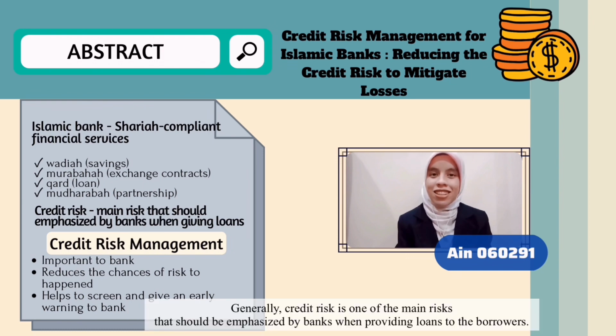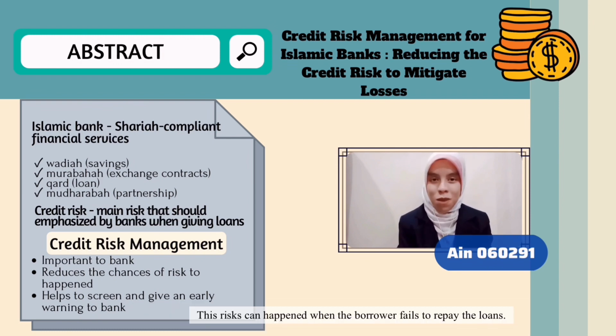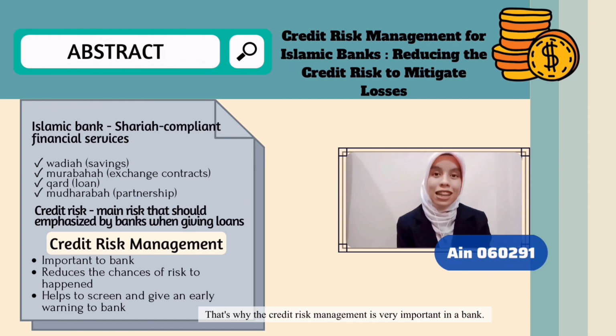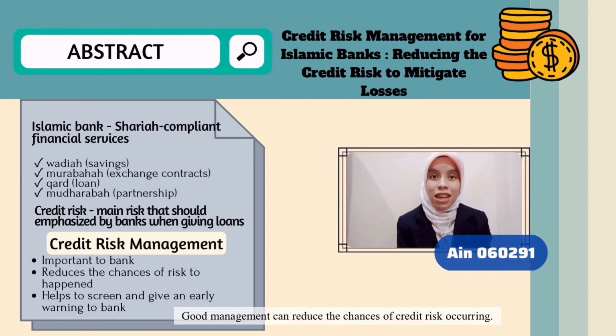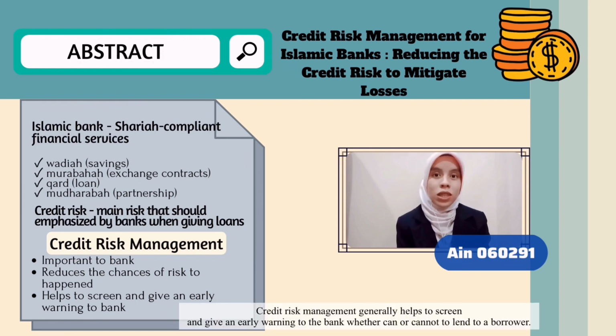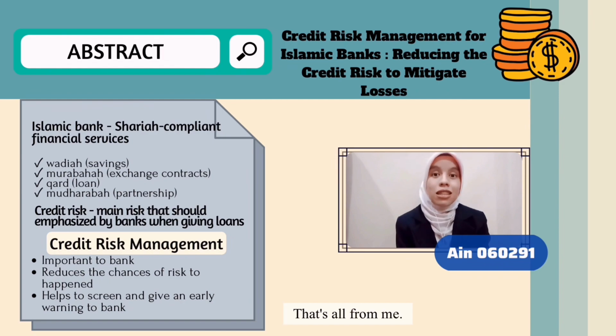Generally, credit risk is one of the main risks that should be emphasized by banks when providing loans to the borrower. This risk can happen when the borrower fails to repay the loans. That's why credit risk management is very important in a bank. Good management can reduce the chance of credit risk occurring. Credit risk management generally helps to screen and give an early warning to the bank whether it can or cannot lend to a borrower. That's all from me.